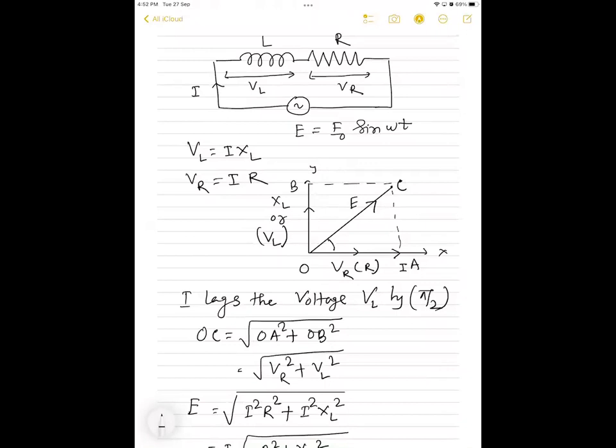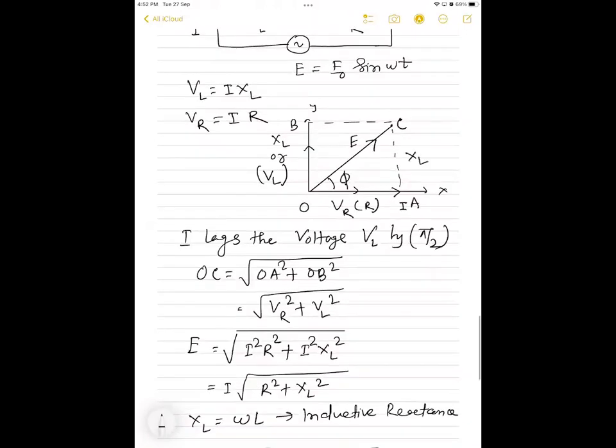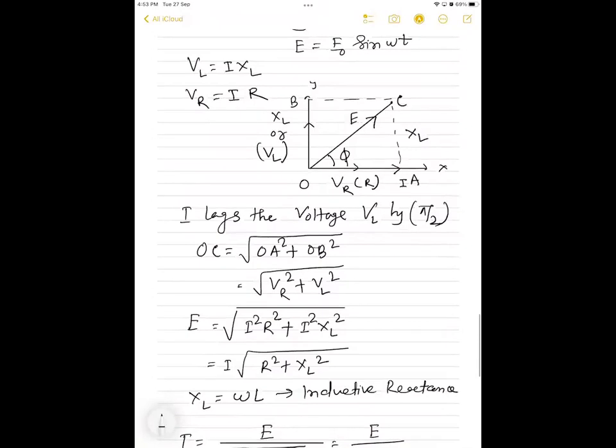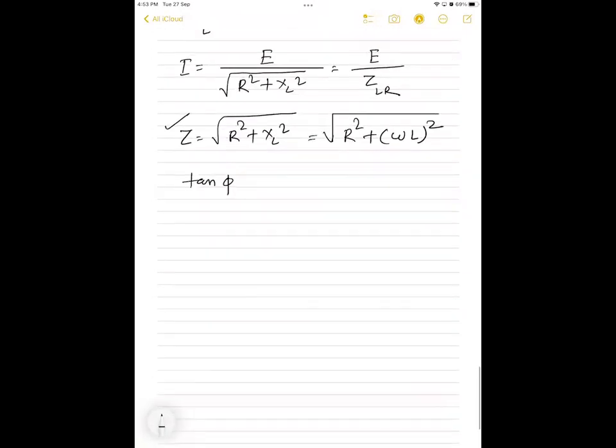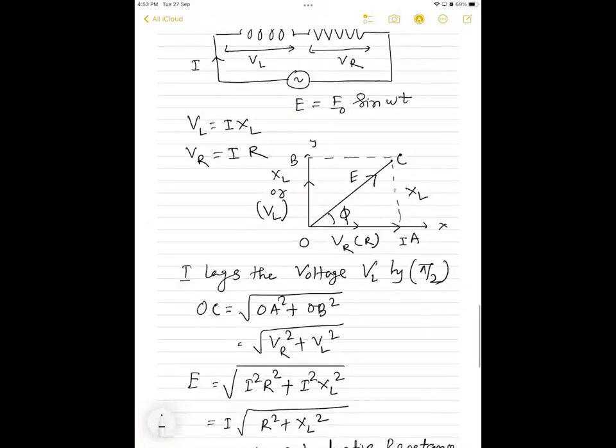See here, if I take this angle, sometimes we also take phi. Let this angle be phi. We can take tan phi. If this is XL, this will be XL. Here also I can take tan phi. We got the value, but we want to find the resultant, at what angle it is making with the horizontal or vertical. If I take tan phi, I can write XL by R. Tan phi can be written as XL by R, or that can also be written as VL by VR. Are you getting from the triangle?